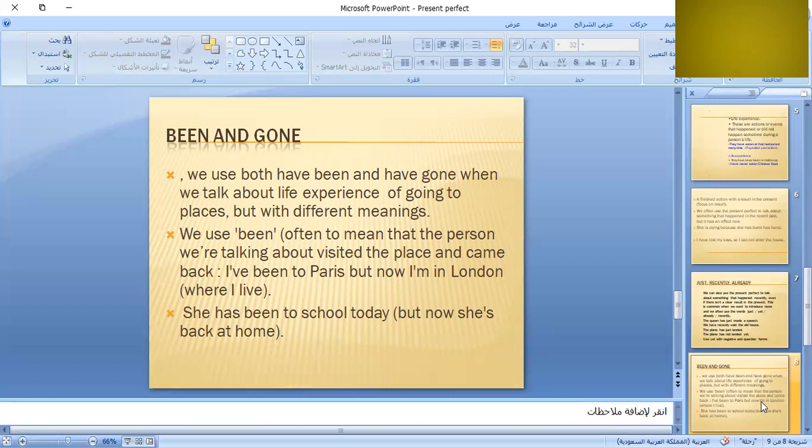When I say he has been to America, it means his visit is completed and now he's at home. This is the difference in meaning between have been or has been and have gone or has gone. Has gone means he's there now. Has been or have been means he's at home now. He has come back. Okay? That's it.